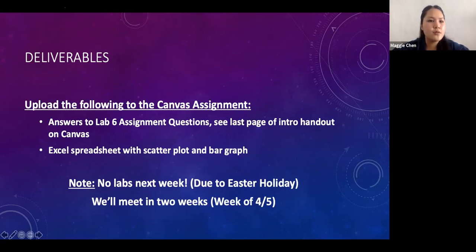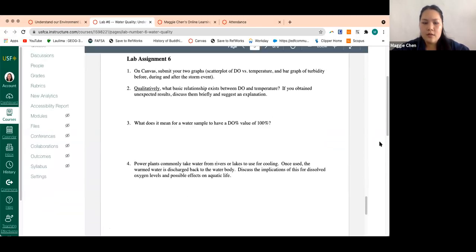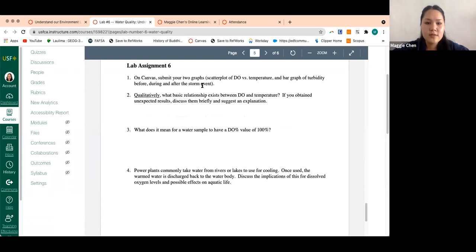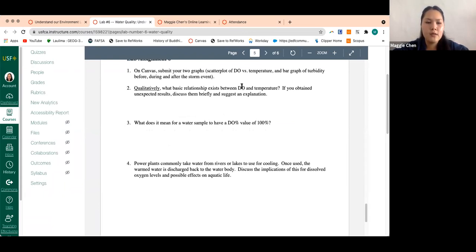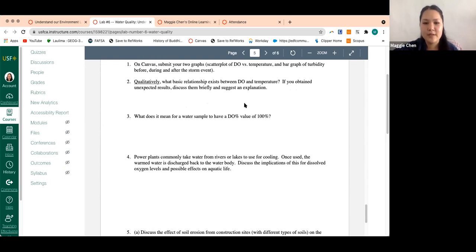But let me also briefly go over the assignment questions. If we go back under the Lab 6 Canvas page, these are the 5 questions that you would be answering. The first one is to submit your 2 graphs, your scatter plot of temperature versus DO, and your bar graph of turbidity. For the second question, looking at that first scatter plot, what is the relationship between DO and temperature? As the temperature of your water gets warmer, what does that mean for dissolved oxygen levels? And just briefly explain that.